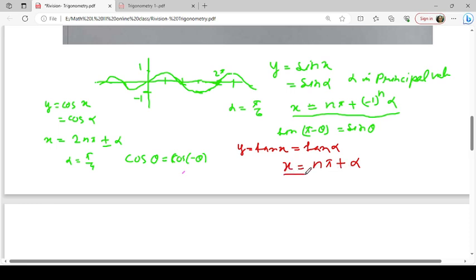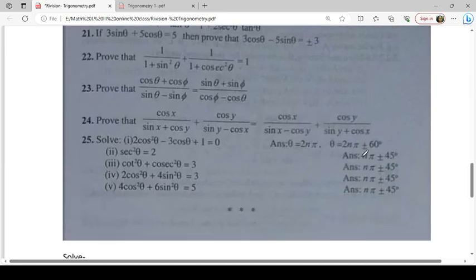So this is the general value. These are the different general values. When we have to solve such problems, say in this problem, sec square theta is equal to 2, so sec theta is equal to plus minus root 2.